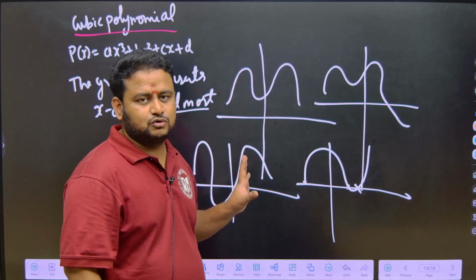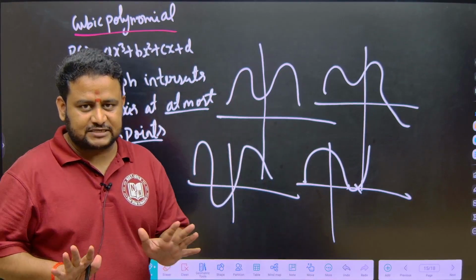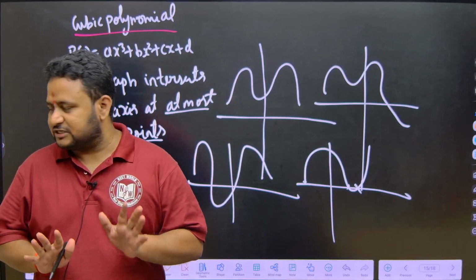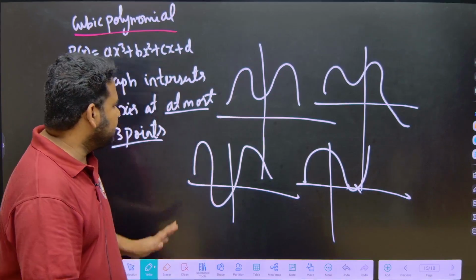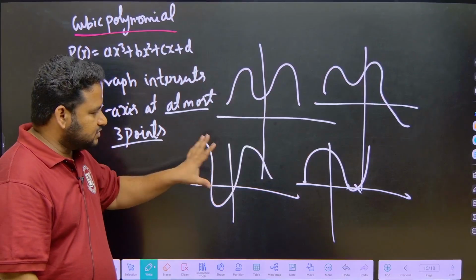This is when it comes to zeros of the polynomial. I hope it is clear. This is the basic understanding you must have when it comes to zeros of the polynomial. I hope it is clear. Now when we talk about zeros of the polynomial, this is what you understood.